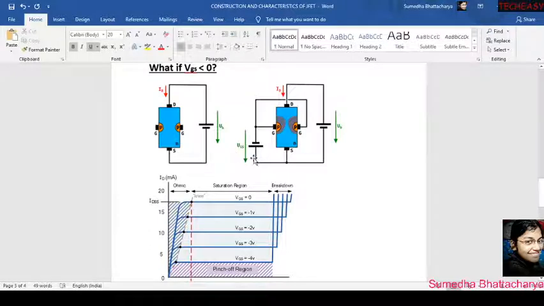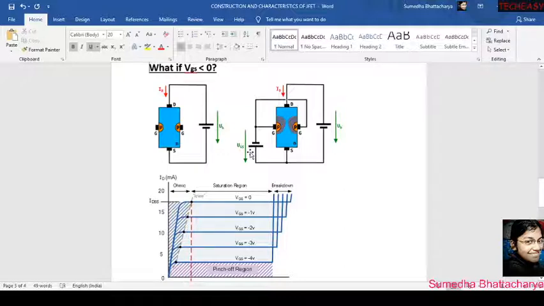For example, if the potential difference between gate and source is -1 volt, then we can say that the gate terminal will be at 0 volt and the source terminal will be at 1 volt, because here the source is at higher potential and G is at lower potential. Okay.